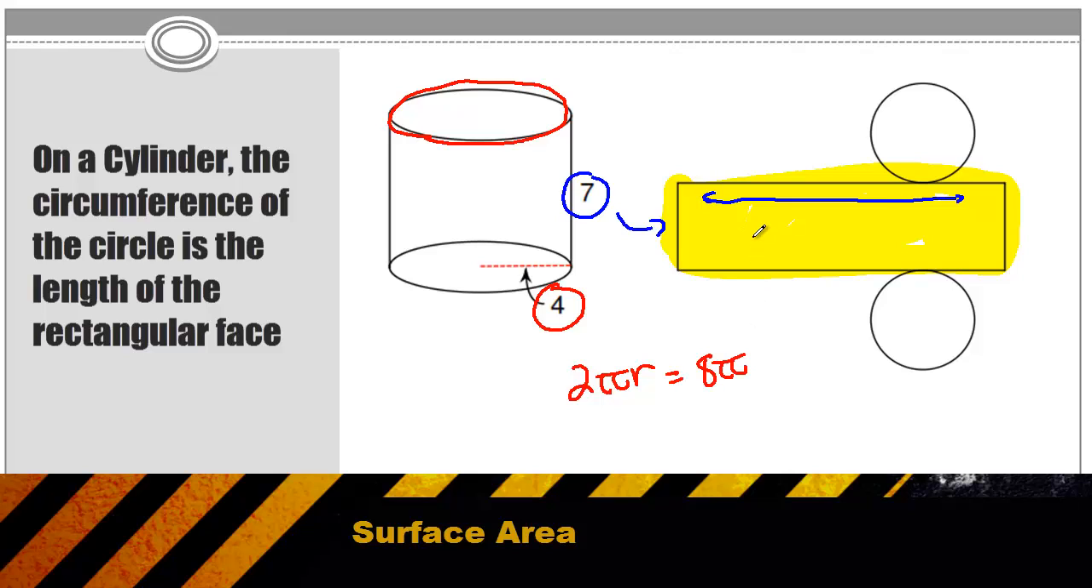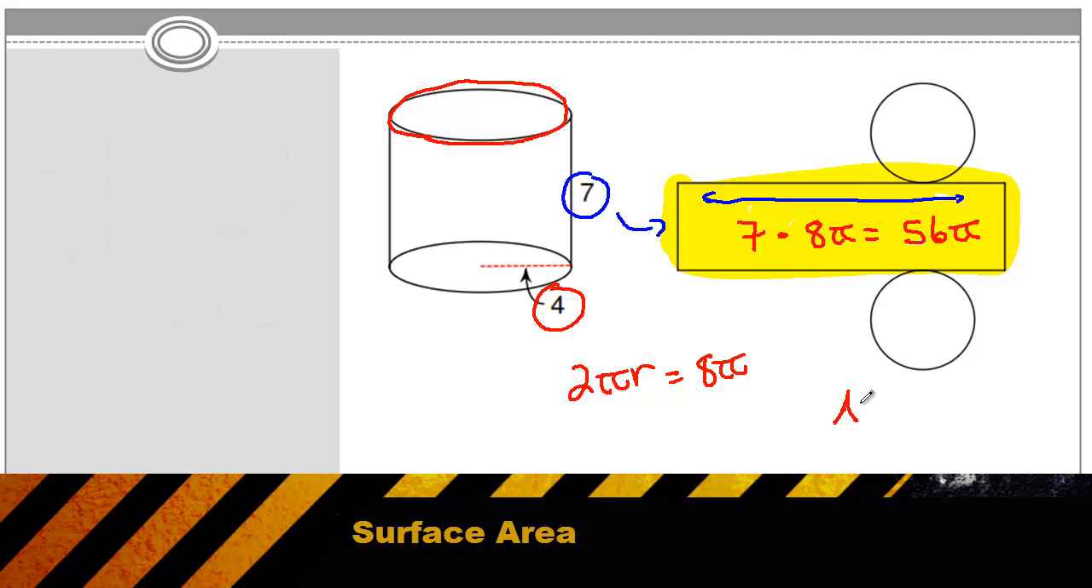So the area of my rectangle is going to be the height, which was 7, times the length, which was the circumference of my circle, or 8 pi. So my final area of my rectangle is 56 pi. To find the area of my circles, I just use my standard area circular formula, or the area is equal to pi times the radius squared. Or in this case, the area is equal to 16 pi.